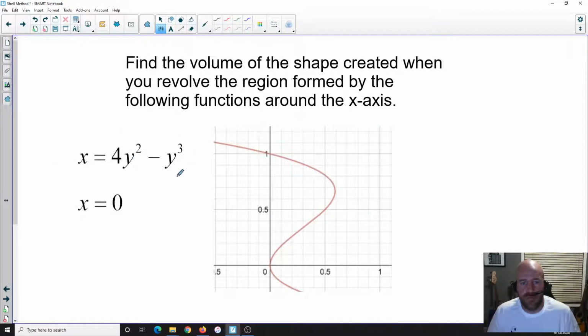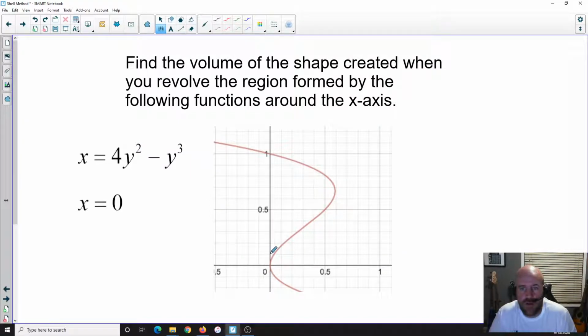The problem with this function is you can't really get it in terms of x because you have a y cubed and a y squared here. So you're going to have a very, very difficult time doing this. So this is an example I was talking about earlier where you have to use shell method in order to find the volume created by taking that area, that region, and rotating around the x-axis.